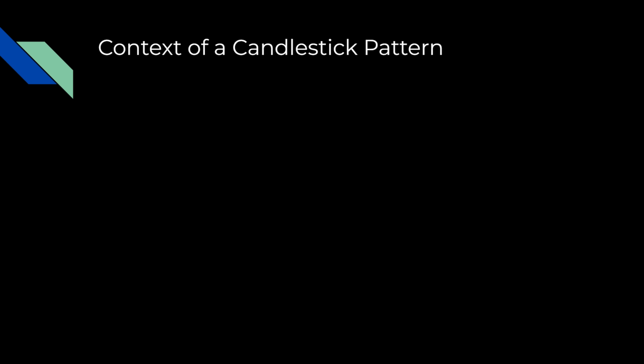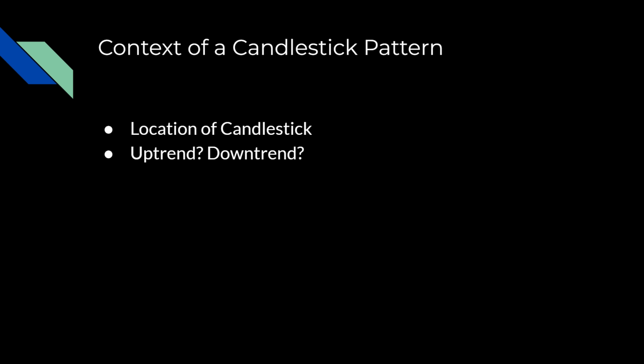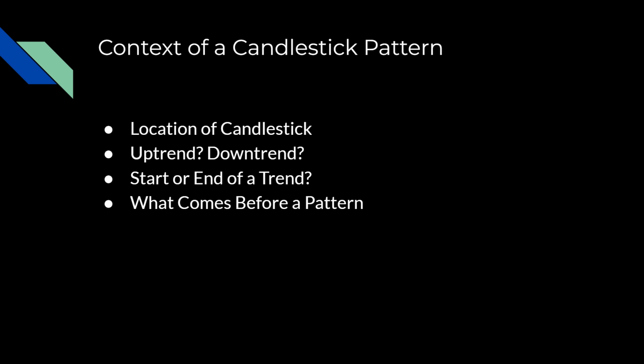Let's elaborate on the context of a candlestick pattern. Where did this candlestick pattern appear? Did it appear in an uptrend? Did it appear in a downtrend? At the start or end of a trend? You can have the best candlestick formation. However, if it appears at the wrong place, it will not be a successful trade. We need to take note of what comes before the formation of a certain candlestick pattern.